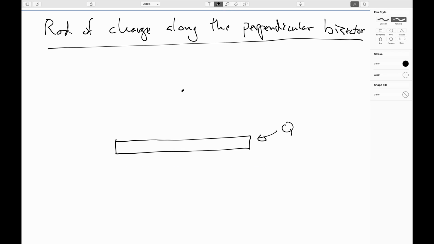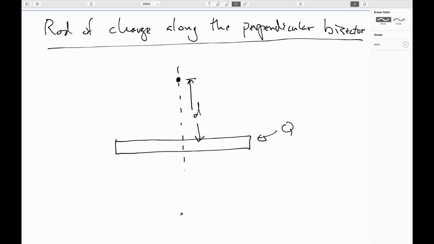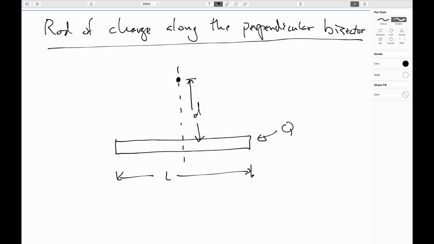And I will go ahead and draw in the perpendicular bisector. And let's say that we are some distance D. Our point of interest that we care about right here is some distance D away from the rod of charge. And let's also go ahead and say that the length of the rod is L.